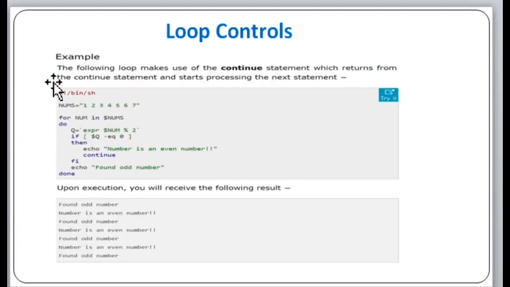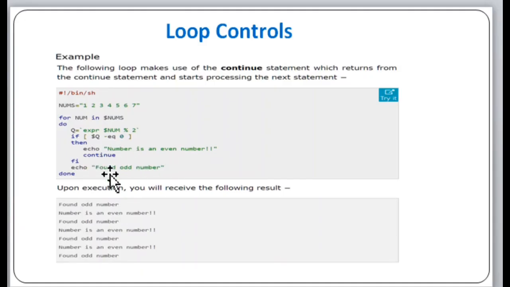So we have an example of that here. We have a hash plan. We have a variable called nums, or numbers, which equals 1, 2, 3, 4, 5, 6, 7. So for number in nums, the variable nums, do, and this is a for loop, guys, so do variable q equals expression variable number % 2, and this is a modulus sign, and we're going to go over all these signs later. So if variable q is equal to 0, then echo number is an even number. And we continue. Fi, or in, echo found odd number, done.